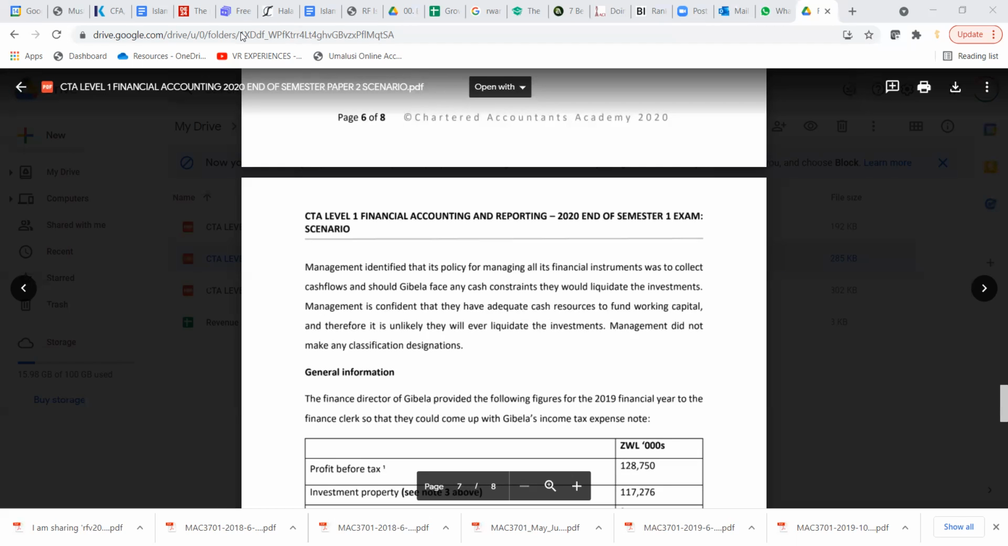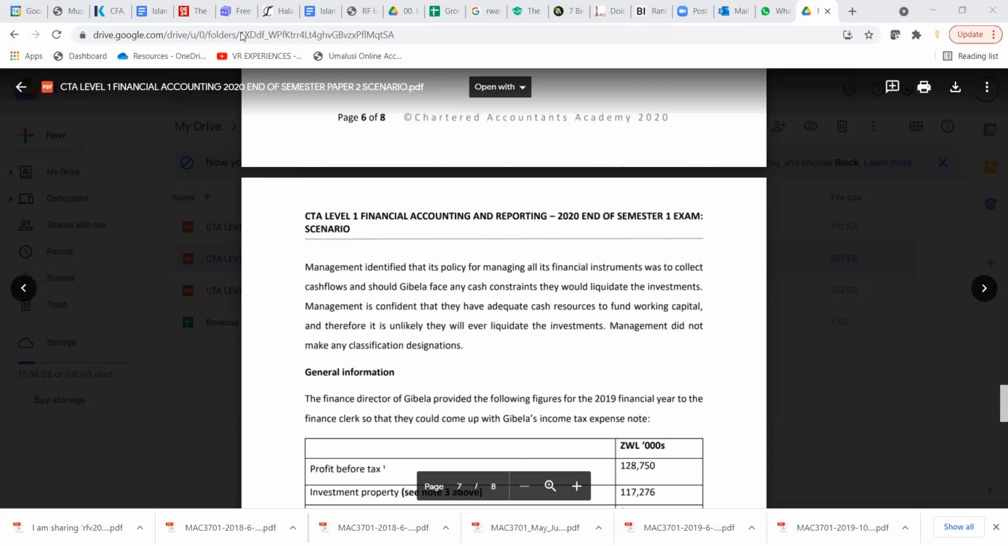At initial recognition, we measure at fair value plus transaction costs. Not how much you pay for it, but fair value plus transaction costs. Remember, you add transaction costs to the financial asset if it is classified at amortized cost or fair value through OCI. If it's classified at fair value through P&L, we expense the transaction costs.